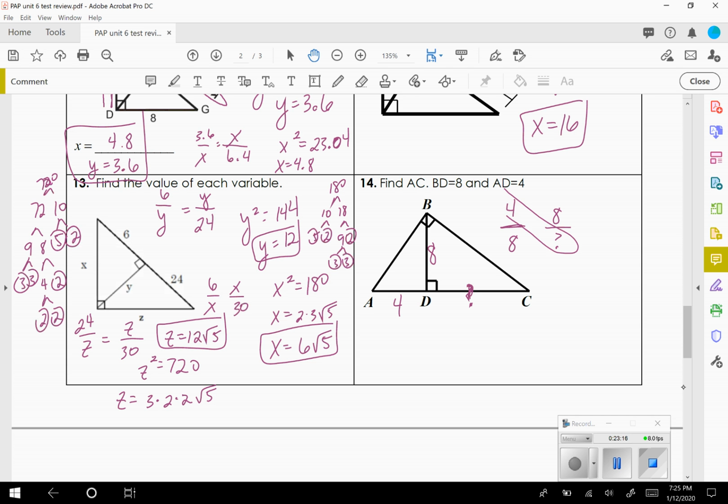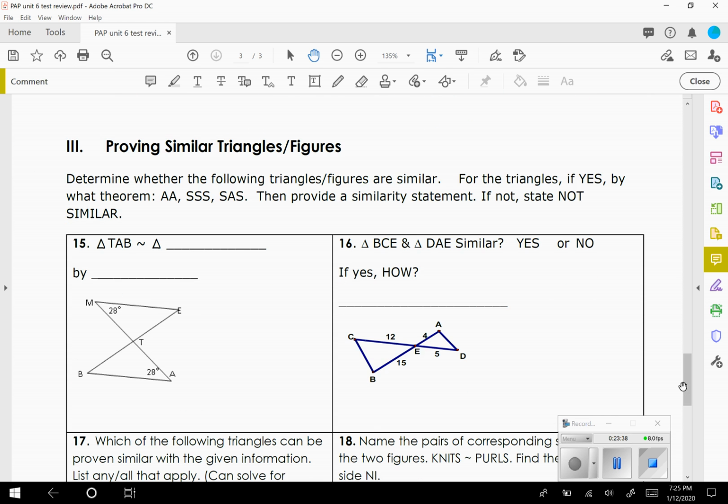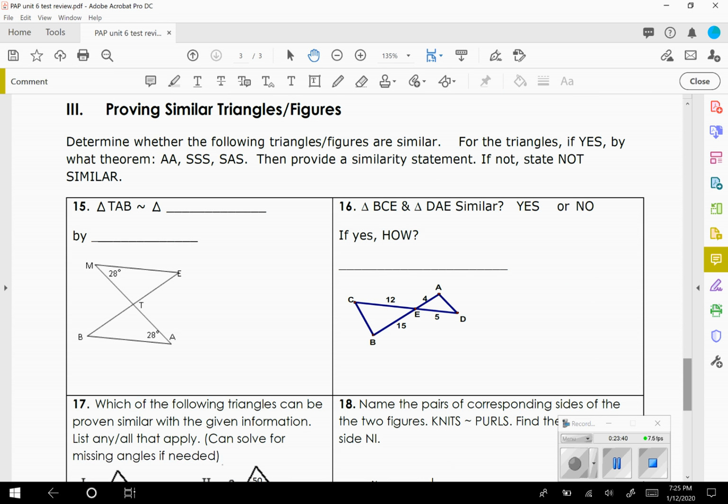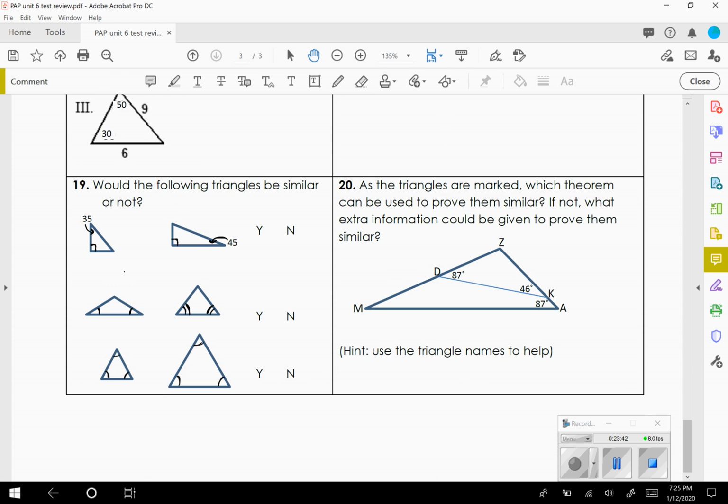So you just do our cross products. So 64 is equal to 4 times some number. So basically, you just take 64 and divide it by 4, and you get 16 here. And so now AC, you've got to do 4 plus the 16, so it is 20.